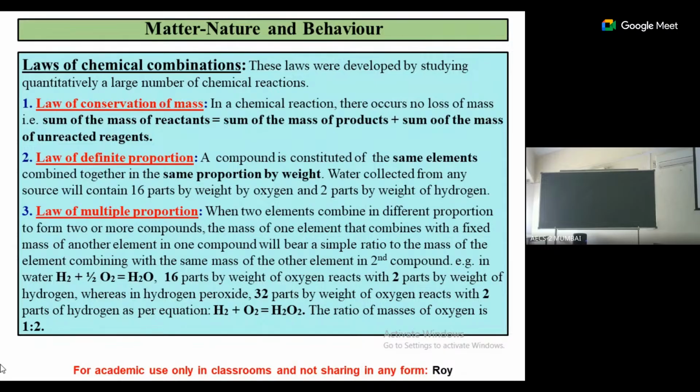Now when you measure the weight, initially your weight was something, and finally if you just add up the weights of the product formed and the unreacted components, you'll get the same. So this is the law of preservation of mass. Second is the law of constant proportion. What does it mean? The ratio of the weight of the elements in a compound is always constant.